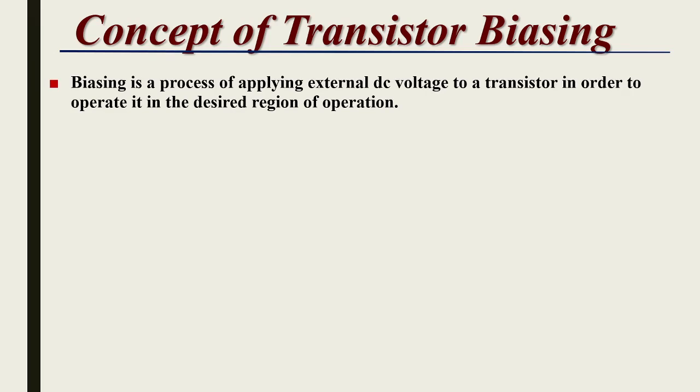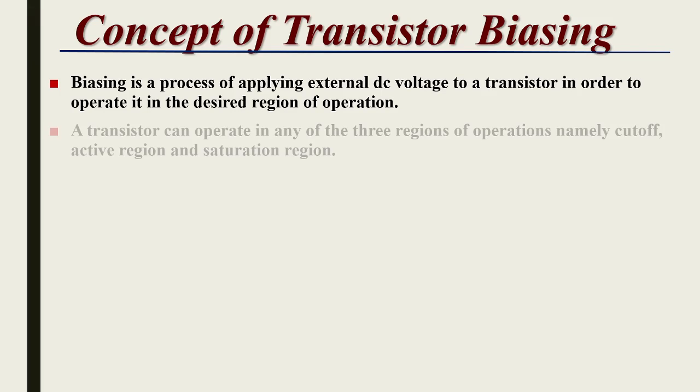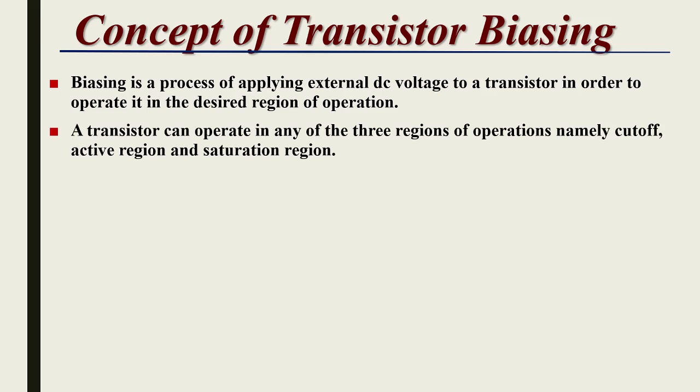Biasing is the process of applying an external DC voltage to a transistor in order to operate it in the desired region of its operation. And we know that the transistor can be operated in any of the three regions of operation, namely the cutoff region, the active region, and the saturation region.